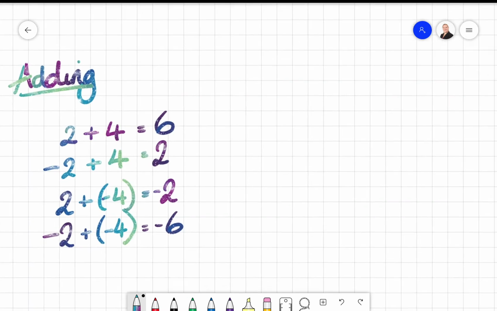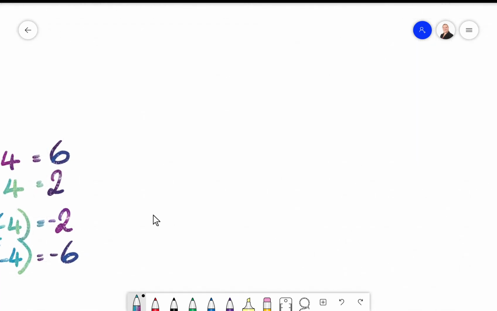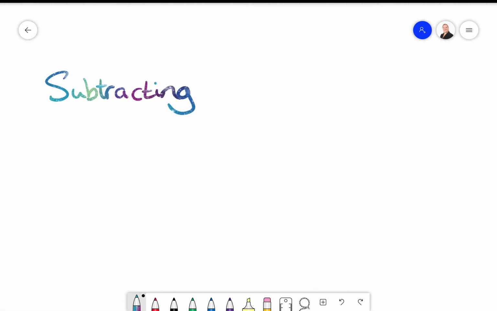So if I then go subtracting, okay, so we've done adding, now subtracting. I'm going to still use the numbers 2 and 4. So if I do 2 take away 4, I've started at 2 and then I go down 4, so I go 1, 0, minus 1, minus 2. So that gets me down to minus 2.